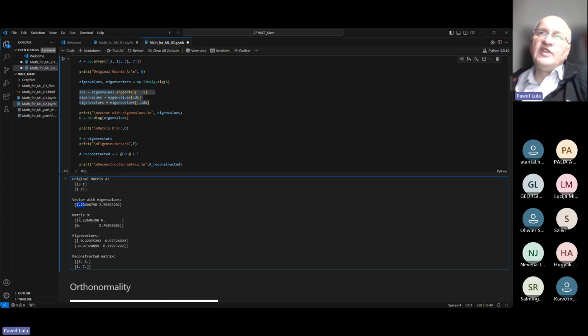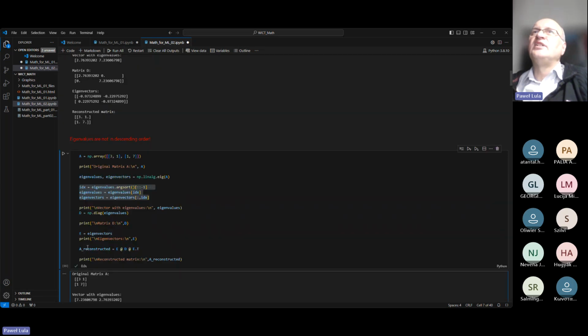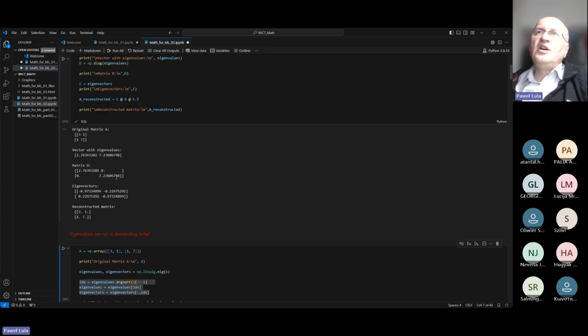So to this first eigenvalue, which is equal to 7.23, this first eigenvector is assigned, minus 0.22, minus 0.97. And here also, to this eigenvalue 7.23, the same eigenvector was assigned. So I change the order of elements here, and in the same way, I change the order of columns here.